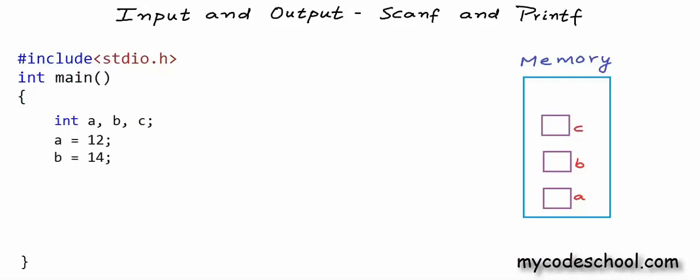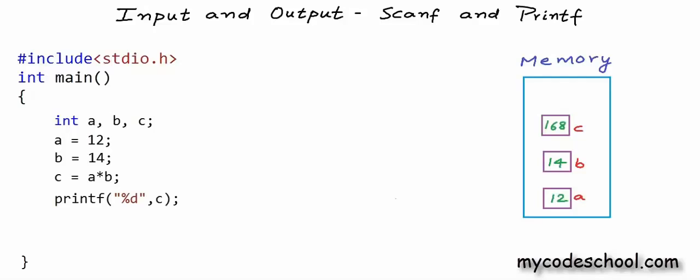I'm also showing these variables in memory here. Now, I have written two statements to fill in values in a and b. I'm filling in 12 in a and 14 in b. And now with this statement, c = a * b, I'm calculating product of values stored in a and b. Asterisk is symbol for multiplication operator. And we are filling in the product of a and b in c. And now we can print value in c using printf.